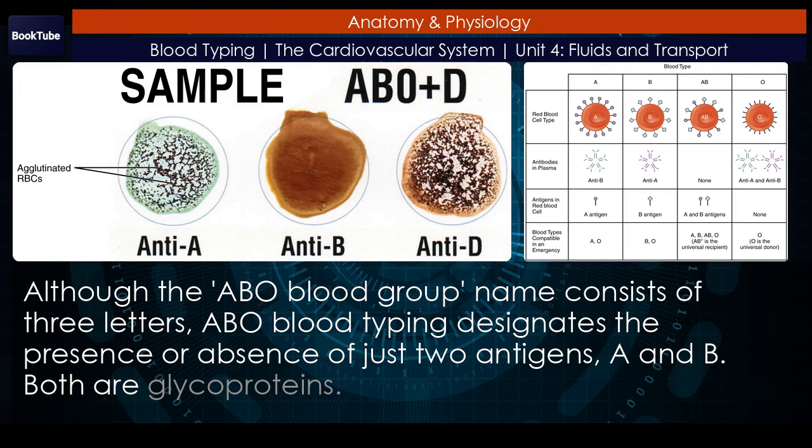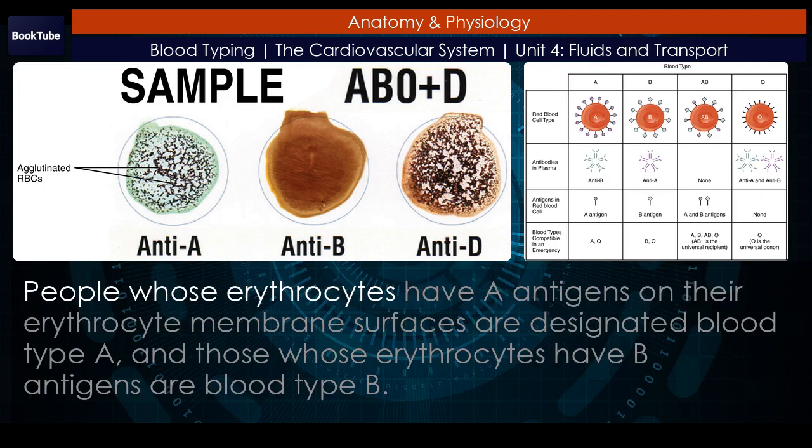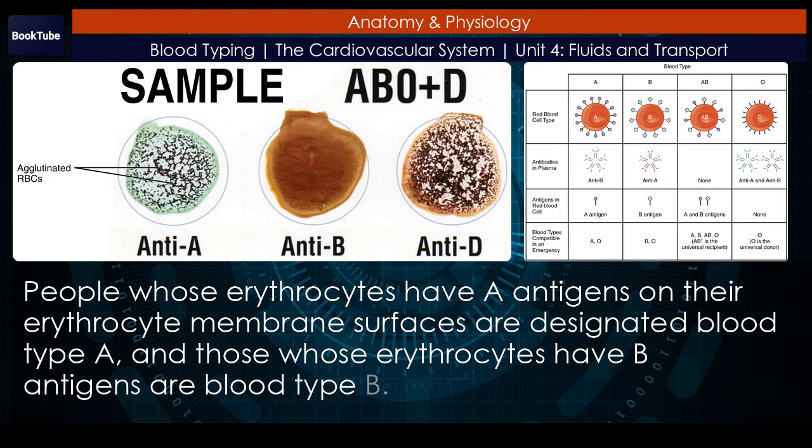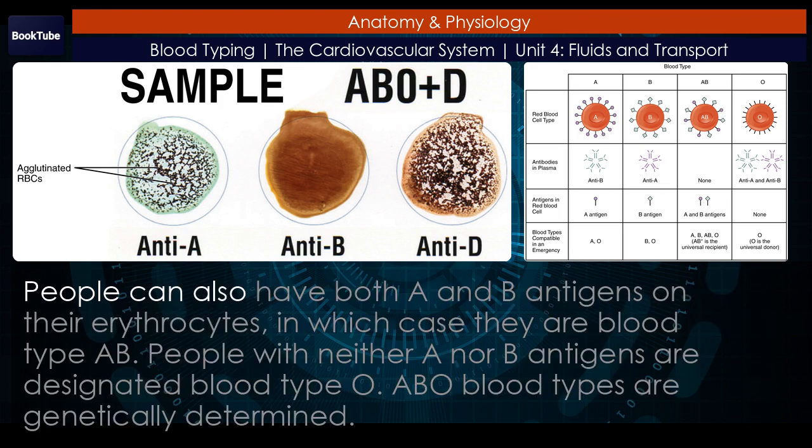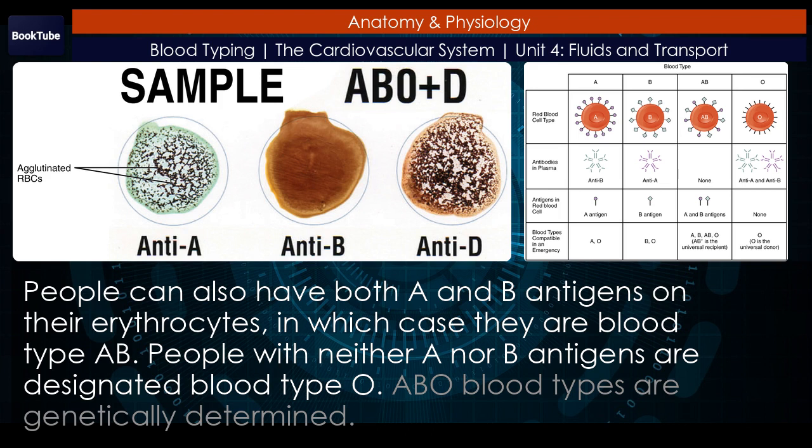Both are glycoproteins. People whose erythrocytes have A antigens on their erythrocyte membrane surfaces are designated blood type A, and those whose erythrocytes have B antigens are blood type B. People can also have both A and B antigens on their erythrocytes, in which case they are blood type AB. People with neither A nor B antigens are designated blood type O. ABO blood types are genetically determined.